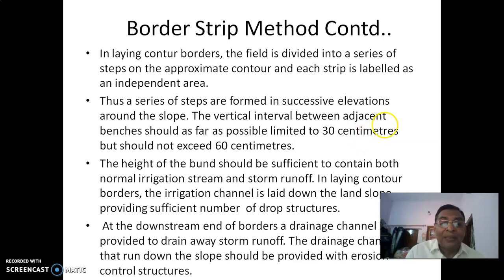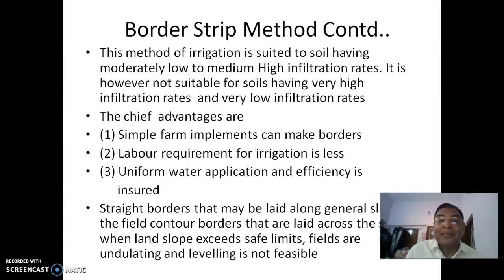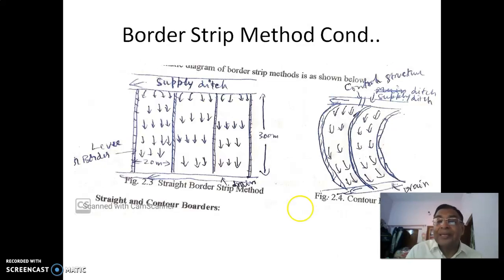The height of the bund should be sufficient to contain both the normal irrigation stream and the storm runoff, particularly in the contour. In laying contour borders, the irrigation channel is laid down the land slope, providing a sufficient number of drop structures. That's what we have discussed also. You can see here, you can provide some drop structures, control structures. Otherwise, the slope is great and you cannot control the water.